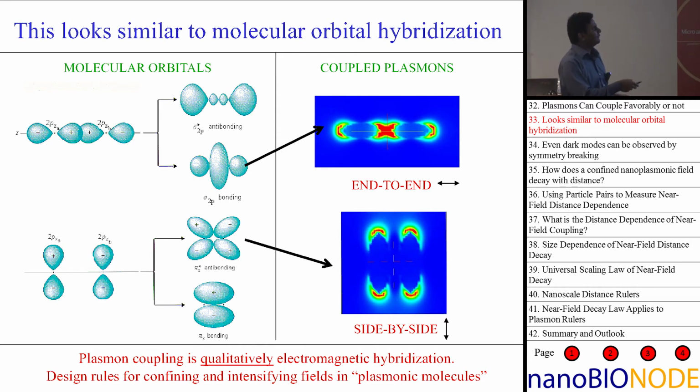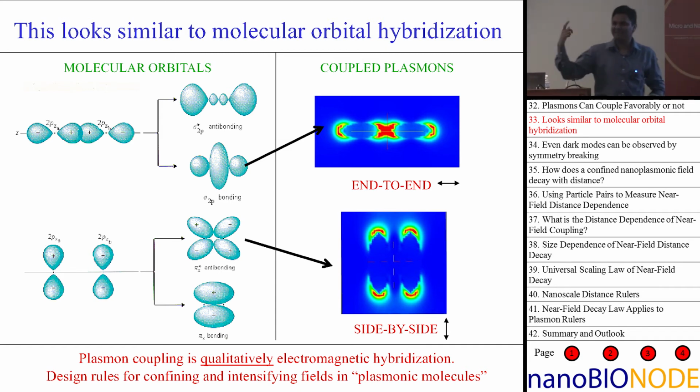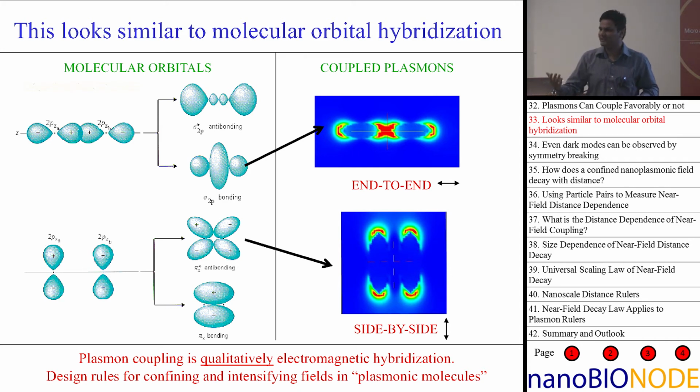Now if you remember chemistry, this reminds you of the formation of a sigma bonding orbital, right? When you bring two 2pz orbitals close to each other, you form a sigma and a sigma star, and that reminds you of a sigma orbital where the electron density is in between the two nuclei, okay? The side-by-side case, you can see that the electromagnetic fields are trying to run away from each other. You see that it's a little bit asymmetric. That reminds you of the pi star orbital, where the electron density is repelling and moving away. So in a sense, this gives you the analogy that plasmon resonances can bond and antibond in analogy to electronic orbitals.